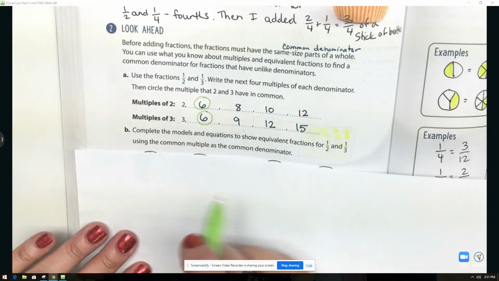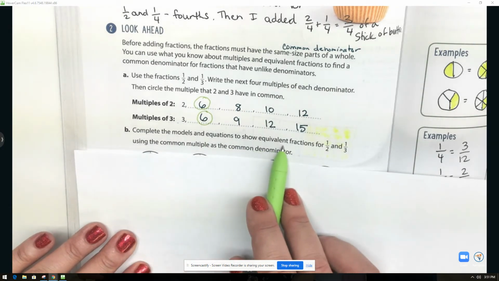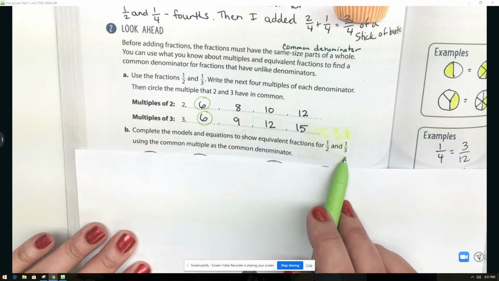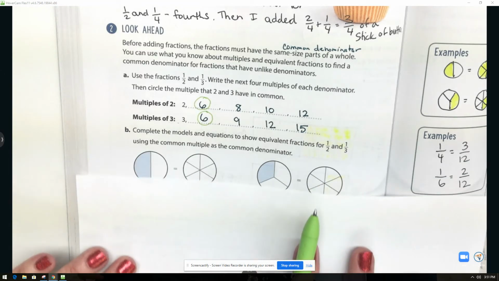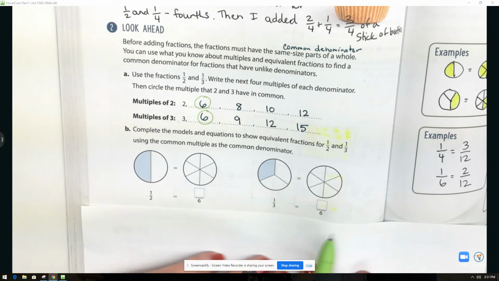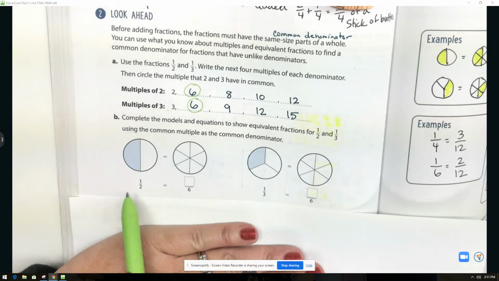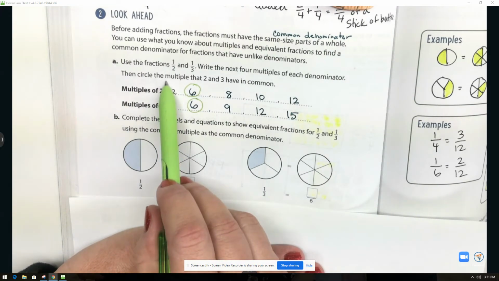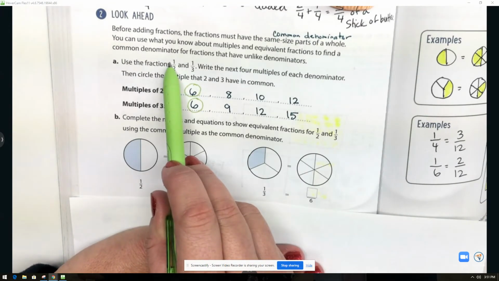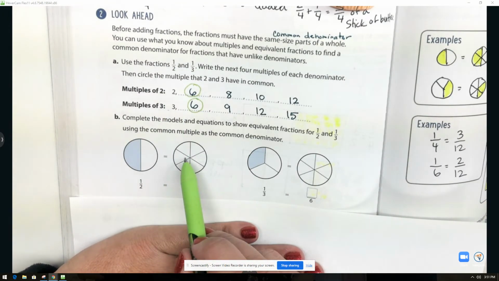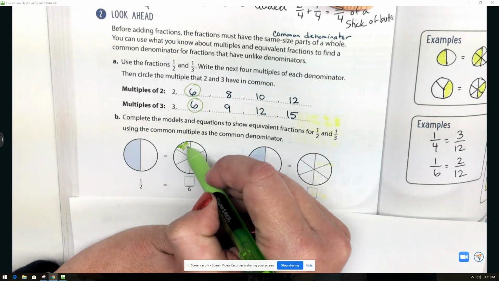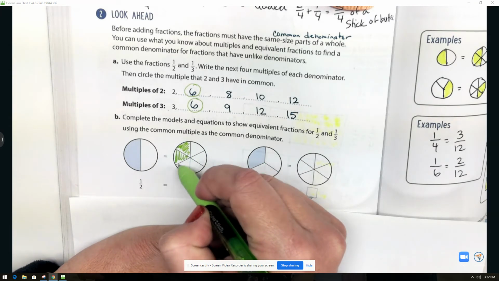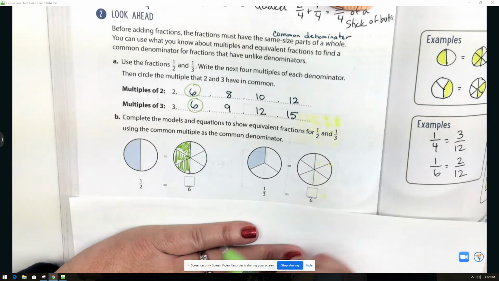So now it says, complete the models and equations to show equivalent fractions for 1/2 and 1/3 using the common multiple as the common denominator. So let's look here. We see that we have 1/2 because the original fraction we started with is 1/2. Now, if we were to color in 1/2 of this pie or of this circle, we're going to color in all of this half of the circle.